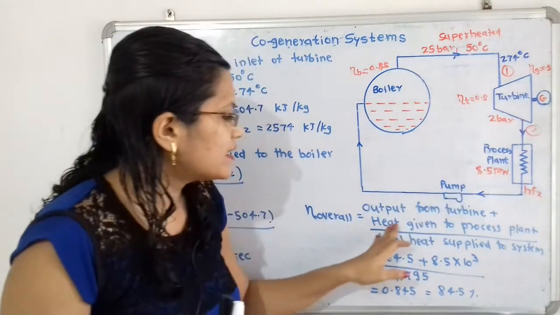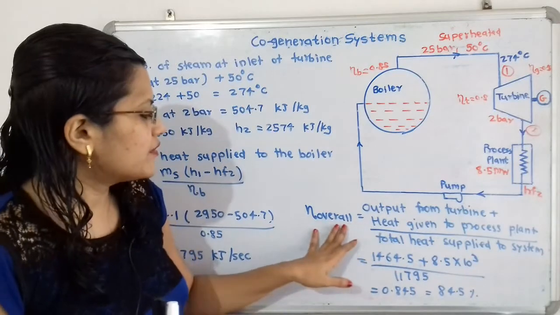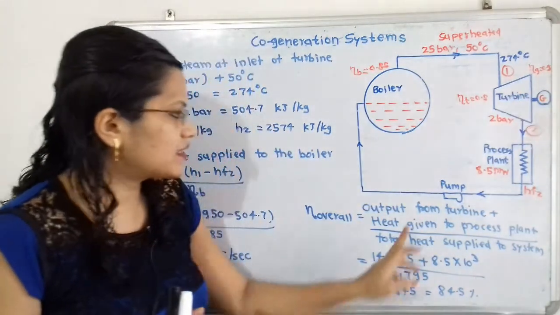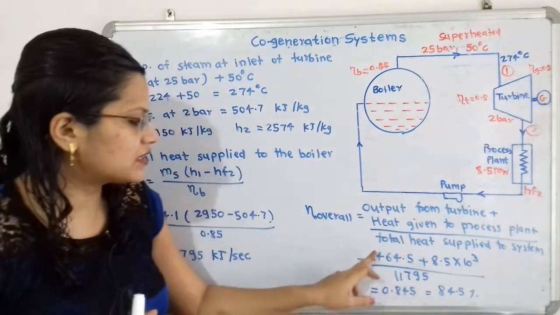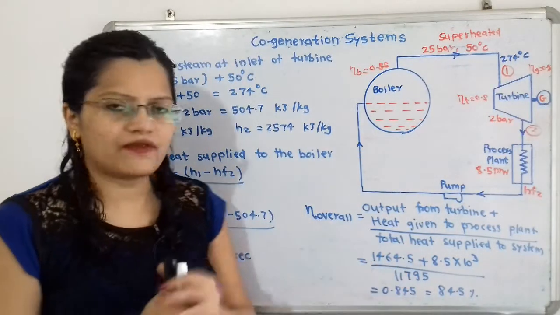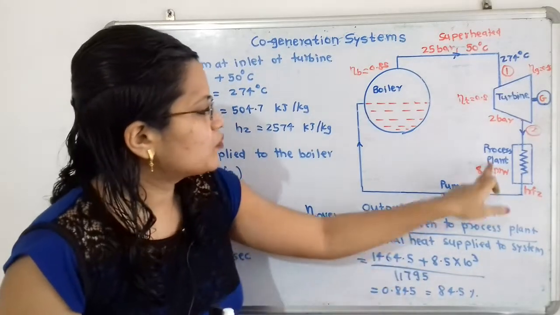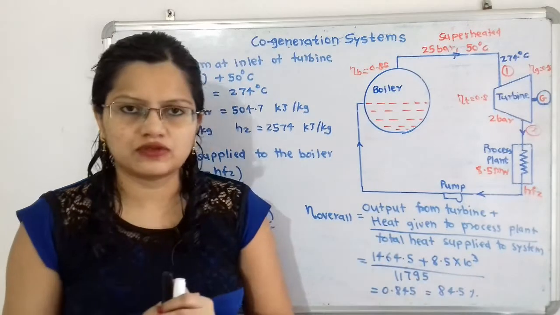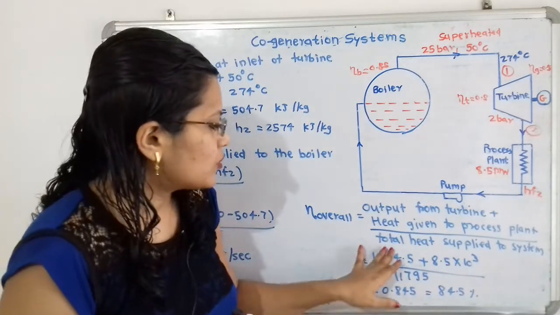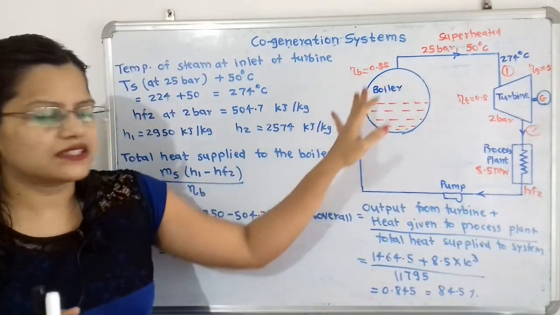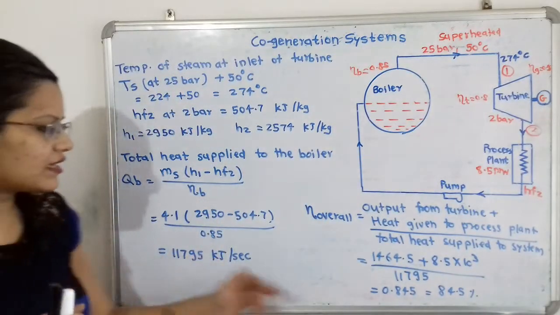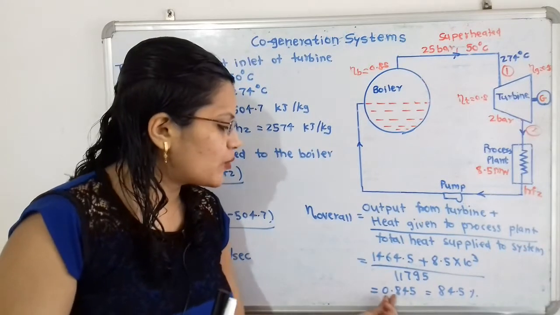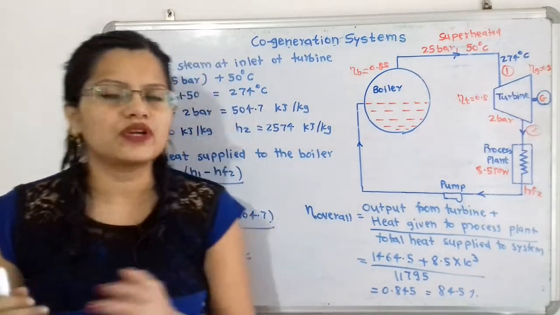So for overall efficiency, the output is the power developed by the generator, that is 1464.5, plus the heat given to the process plant, whose standard unit is kilowatt, so 8.5 into 10 raised to 3, divided by the total heat supplied to the system, that is the heat supplied to the boiler, which is 11,795. So when we calculate this, we will get 0.845, that is 84.5%.